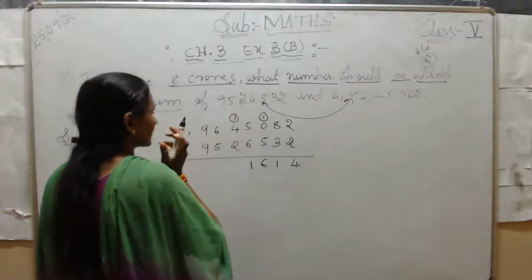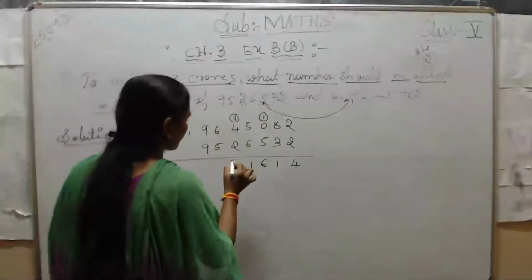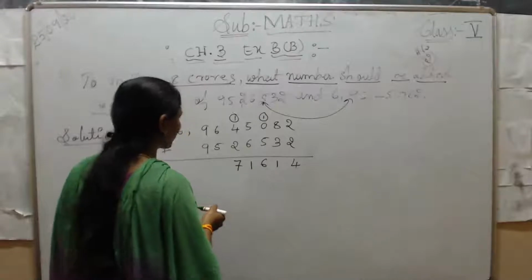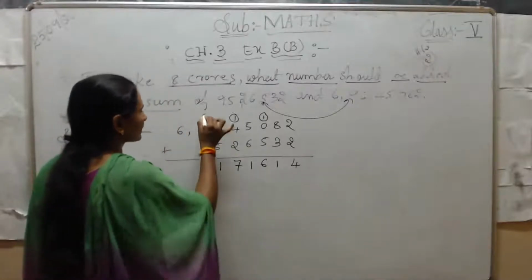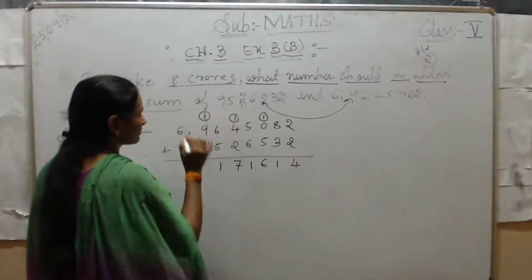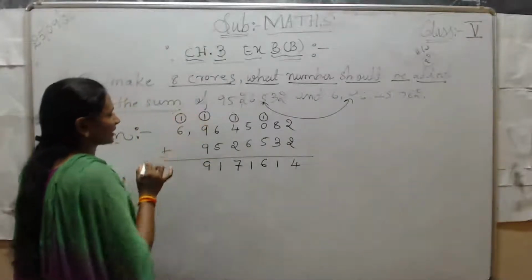Next you have to write the carry. 4 plus 2 is 6, 6 plus 1 is 7. 6 plus 5 is 11. So next 9 plus 9 is 18. Next you have to write the carries.